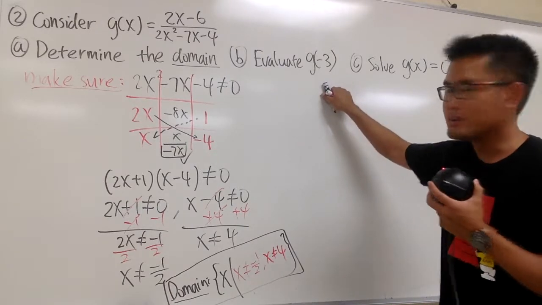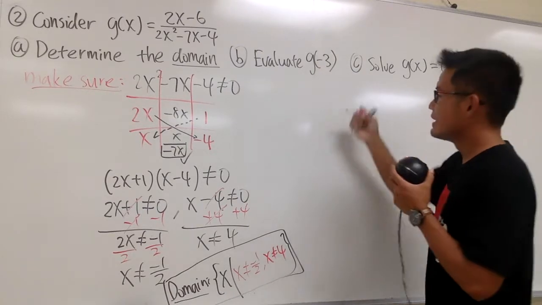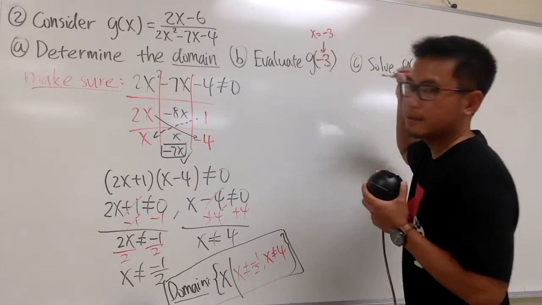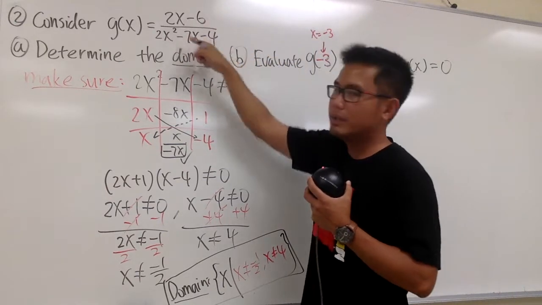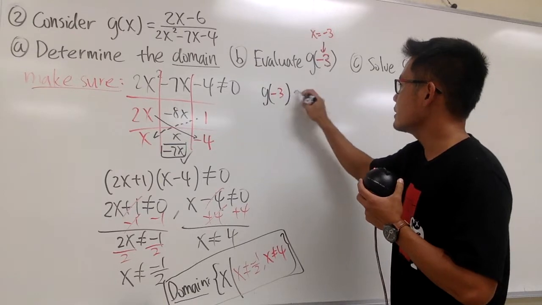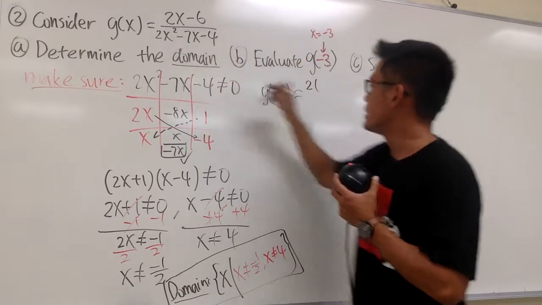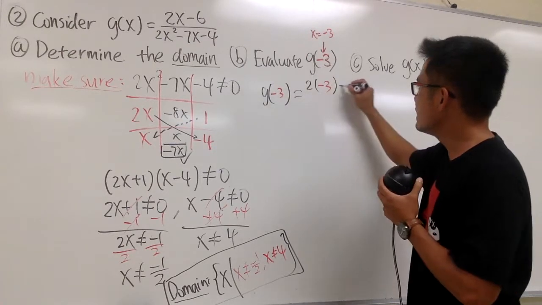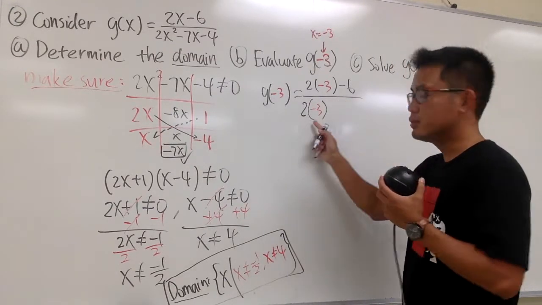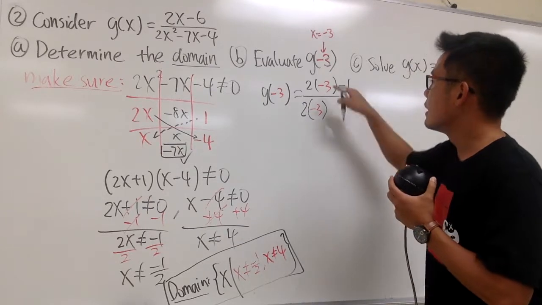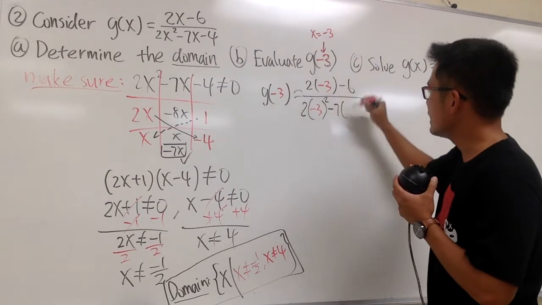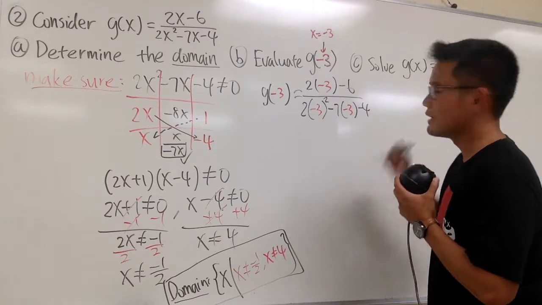Okay, for the next one, we are going to calculate the value of g of negative 3. You see, this right here is telling us the x is equal to negative 3, right? So please plug in negative 3 into all the x, and let's see what we get. On the top, well, let me just write it down right here again, g of negative 3. On the top, we will have 2, and this x becomes negative 3, right? And then minus 6 over 2 times the parentheses, negative 3. And be sure you use the parentheses right here when you plug in numbers, okay? And we have the square right here. And then minus 7 times the x, which is, once again, negative 3. And then we will minus 4 after that.